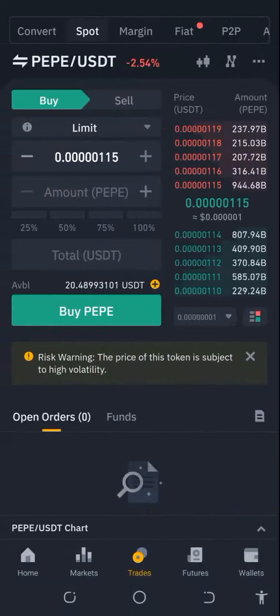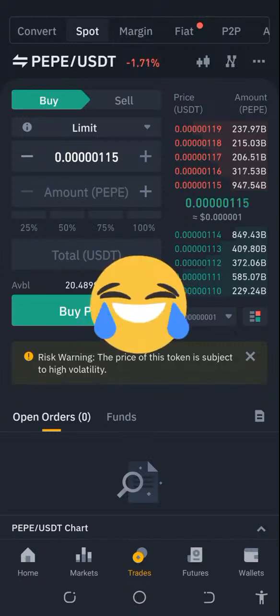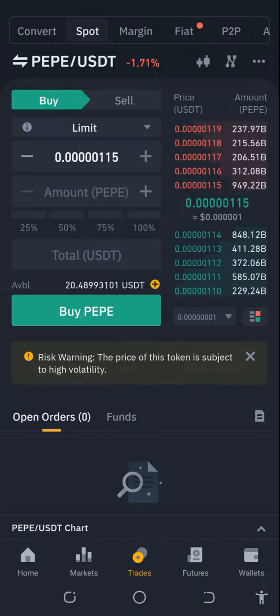Anyways, I hope you've learned something. Pepe USDT has given us some pepperistic moves, and so we're happy that we're able to make some good money from this. So try it out and let's see how it has gone with you.